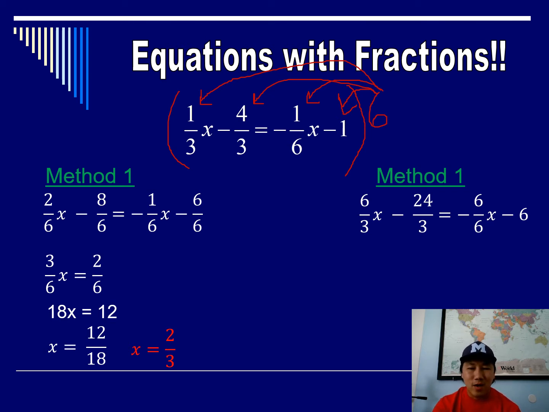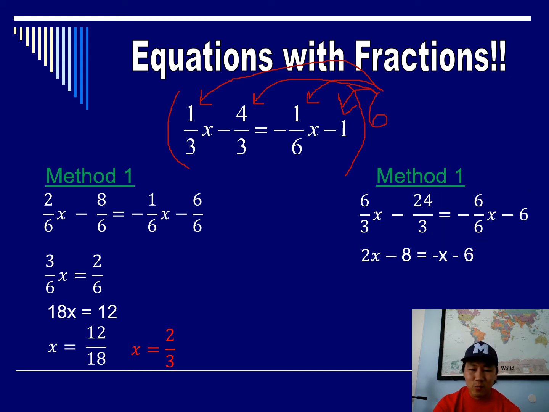And I know I said it was going to get rid of fractions, and they're still fractions, but don't worry. All you got to do is reduce them. 6 over 3 is 2. 24 over 3 is 8. And then 6 over 6 is 1. And then this one doesn't have a fraction, so we just leave it alone.